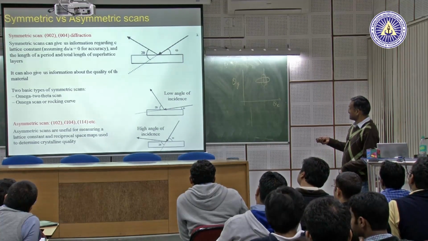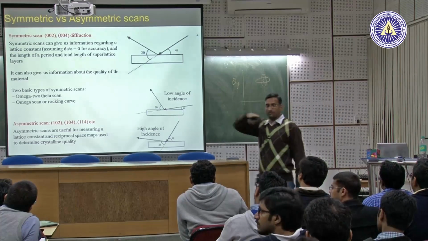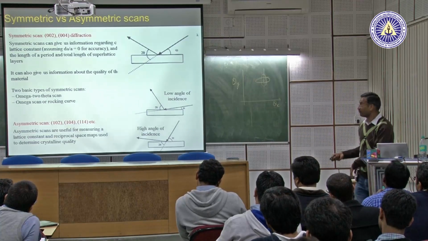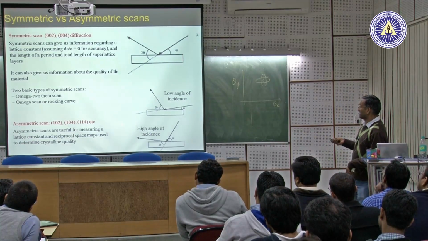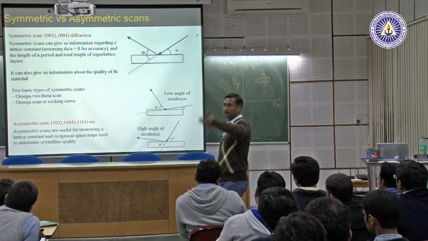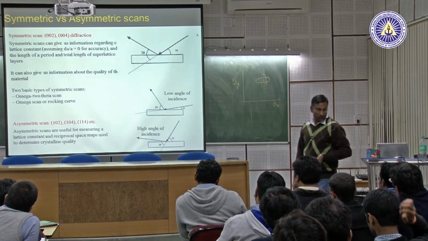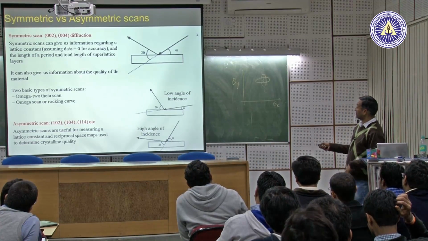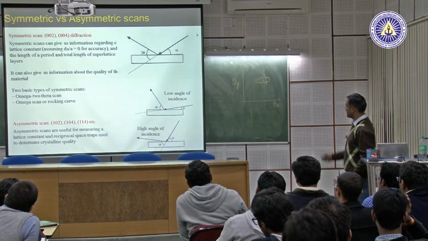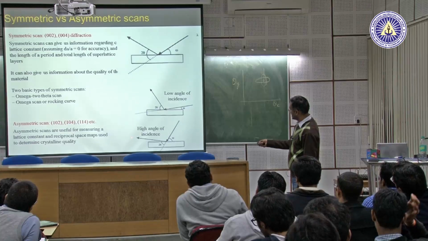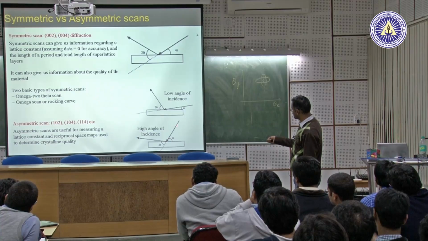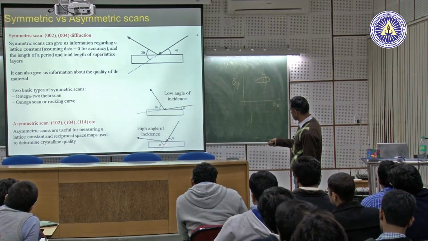The asymmetric scan is a scan for planes which are not parallel to the surface. It could be the 102 plane, the 104 plane, or the 114 plane, and they are useful in generating a complete reciprocal map rather than looking at only one point along the Qz axis. So if you want to get points somewhere here, you need to make an asymmetric scan of some of the peaks, which means you need to take the beam nearly parallel to the surface, with the detector in this direction, and then you are looking at a plane which is at some angle to the surface.